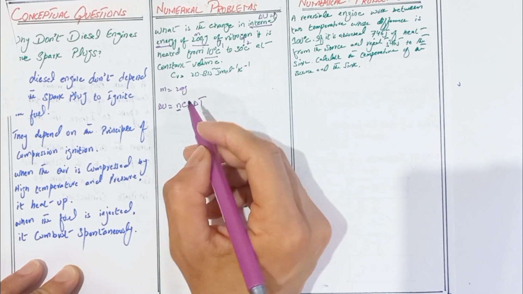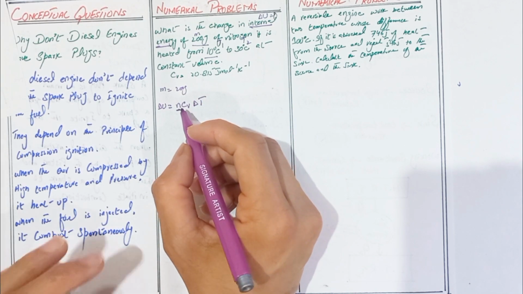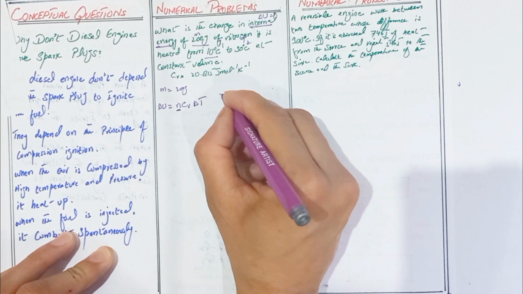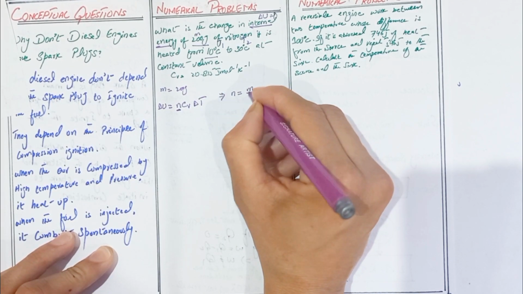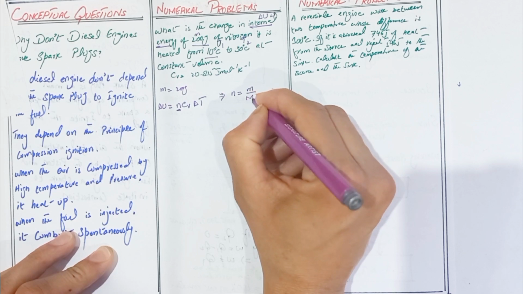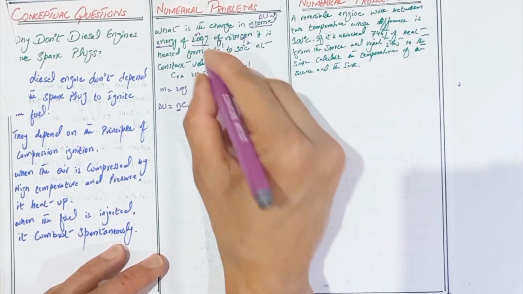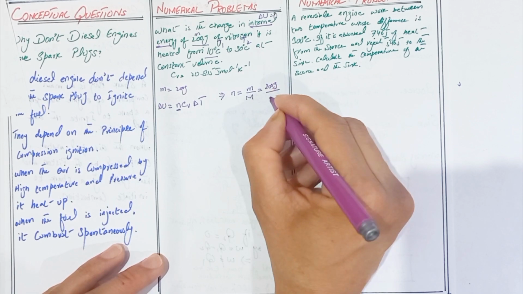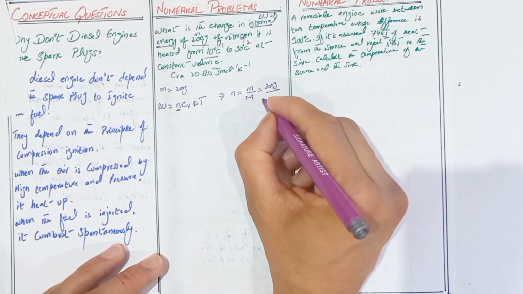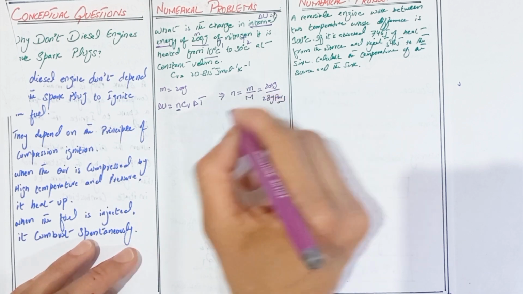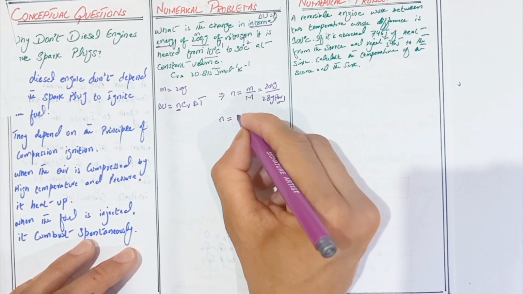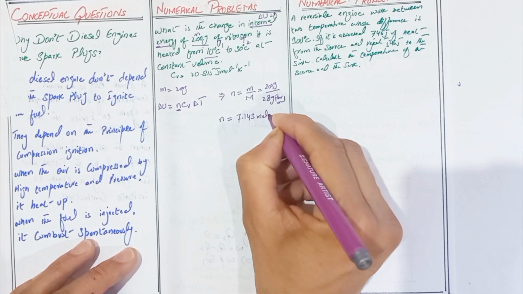Here we want to find n. We can find n by the formula: the ratio of the mass of nitrogen over the molar mass of nitrogen. Mass of nitrogen is 200 gram and molar mass is 28 gram per mole. So here we can calculate the number of moles, 7.143 mole.